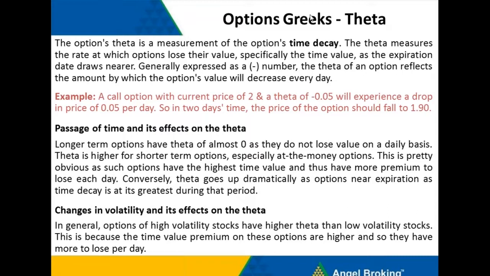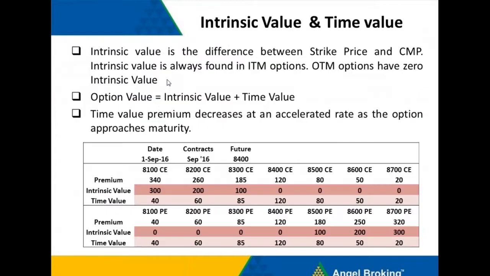Then there is something called the intrinsic value and the time value. Time value I have already stated. Intrinsic value is generally the difference between the strike price and the current market price. We'll take an example here of Nifty, so you will understand even better. The option premium which you pay is basically made up of two things: one is the intrinsic value and the second is the time value.